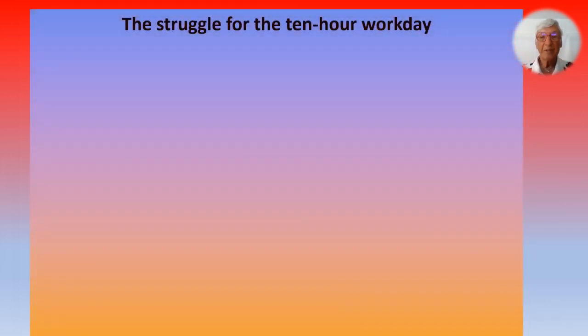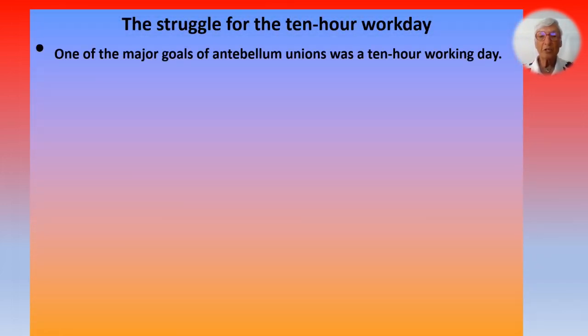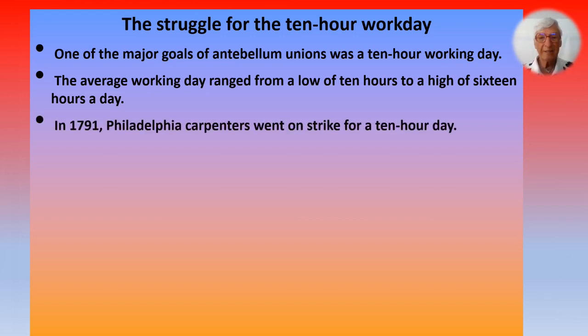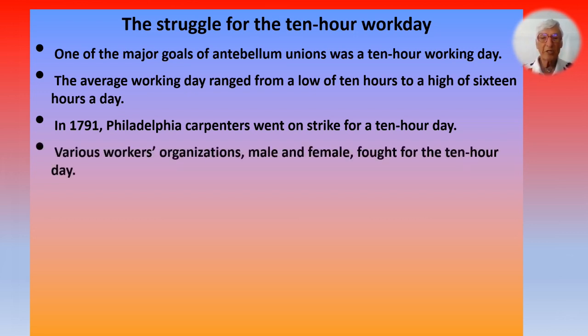Jobs during this time would have included things like being a seamstress, a servant, a nanny, sometimes a salesman, even a stonecutter. One of the major goals of antebellum unions was a 10-hour working day. The average working day ranged from a low of 10 hours to a high of 16 hours a day. In 1791, Philadelphia carpenters went on strike for a 10-hour day. Various worker organizations, male and female, fought for the 10-hour workday.